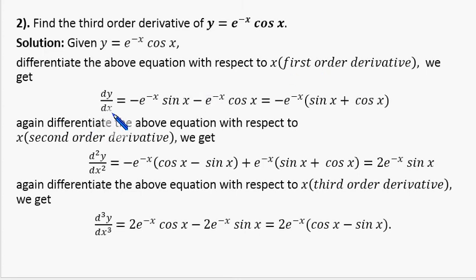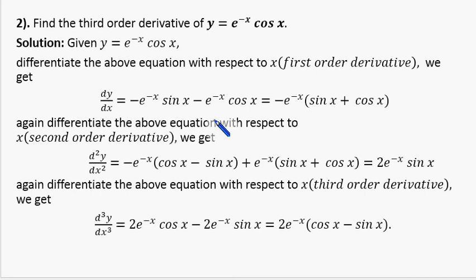We get dy by dx is equal to, you can keep the e power minus x as it is, and differentiate cos x, which is minus sin x, that is minus e power minus x into sin x, plus the derivative of e power minus x, which is minus e power minus x. You can keep cos x as it is, so minus e power minus x cos x. Taking the common factor minus e power minus x, that is sin x plus cos x.